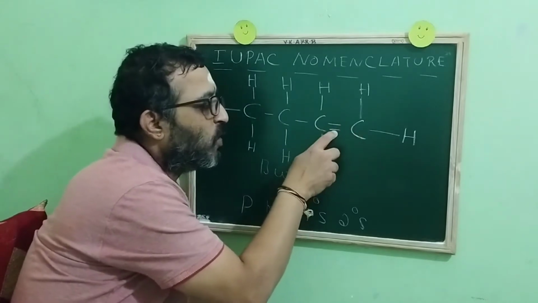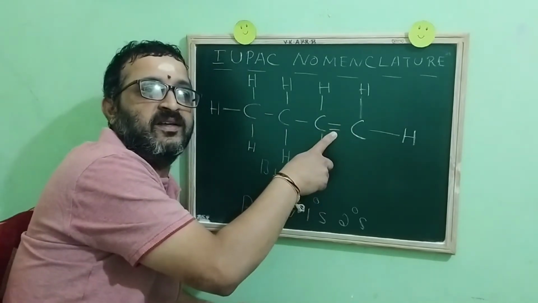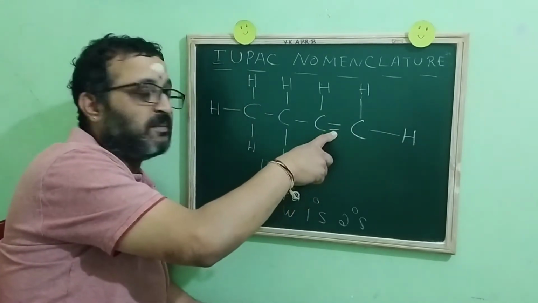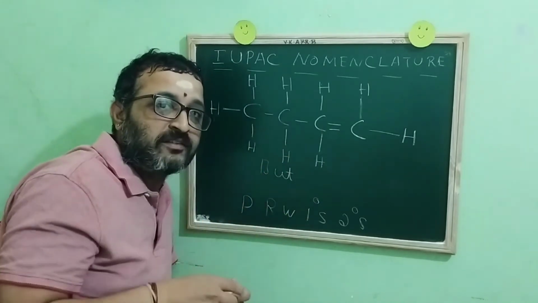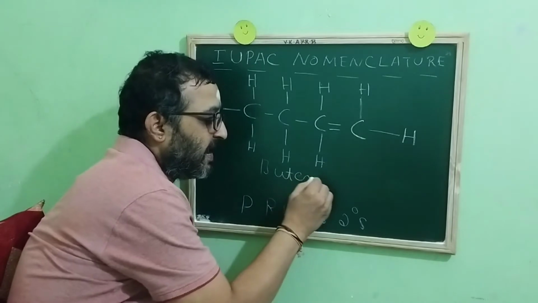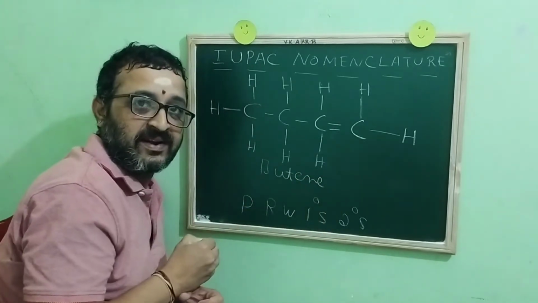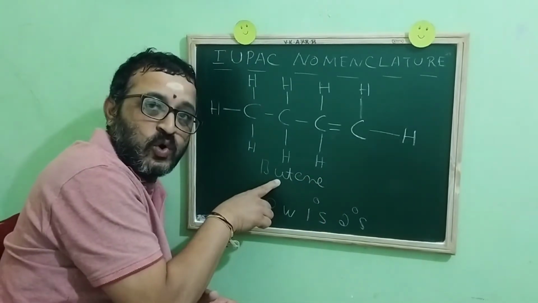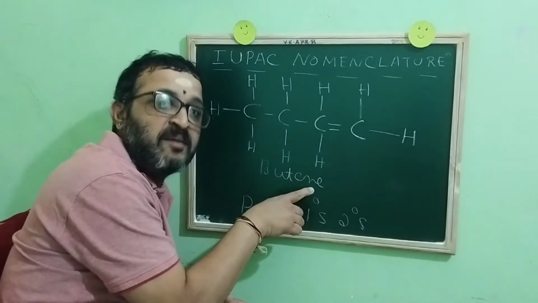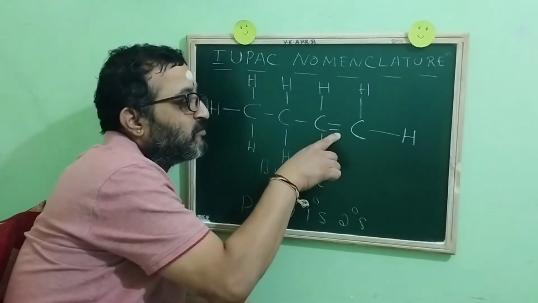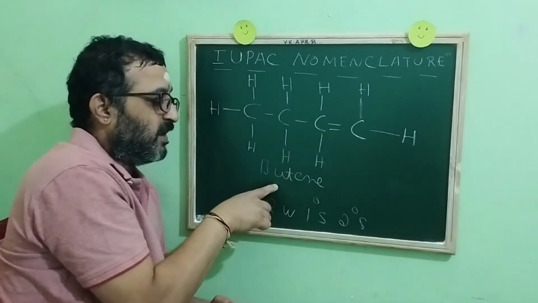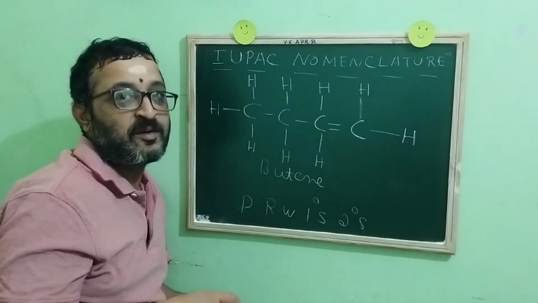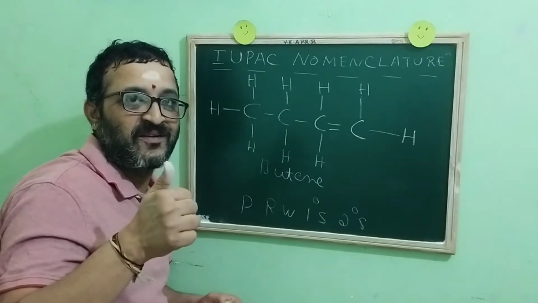but here we have what children? Double bond. So when we have a double bond, the primary suffix we are supposed to use is what? Ene, right? So but is the root word, ene is the primary suffix because we have a double bond, right? So the name of this compound is butene, right?